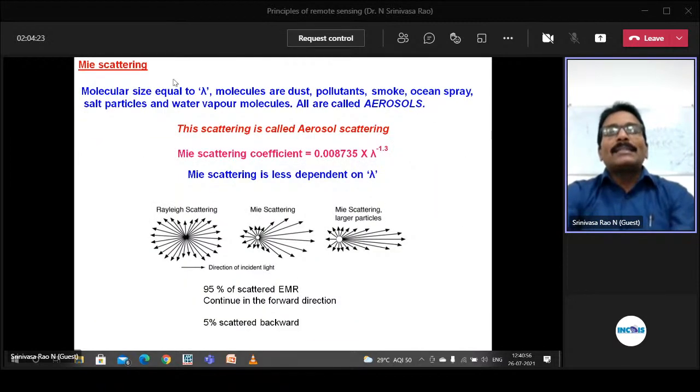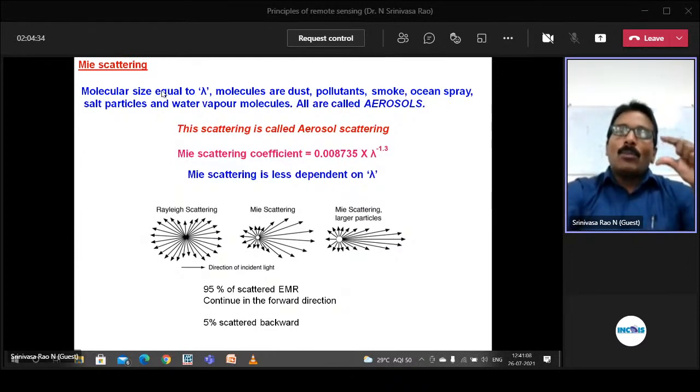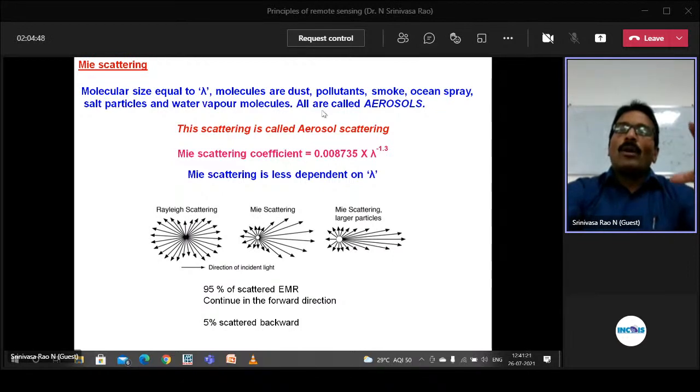And now Mie scattering, which again depends upon the molecular size, that means diameter or radius. The radius of the particle: dust, pollutants. Aerosols means it may be dust, pollutants, smoke, ocean spray, salt particles and water vapor molecules. Whatever it may be, we call all of these aerosols. So if the aerosol size is greater than or equal to, or greater than the wavelength.